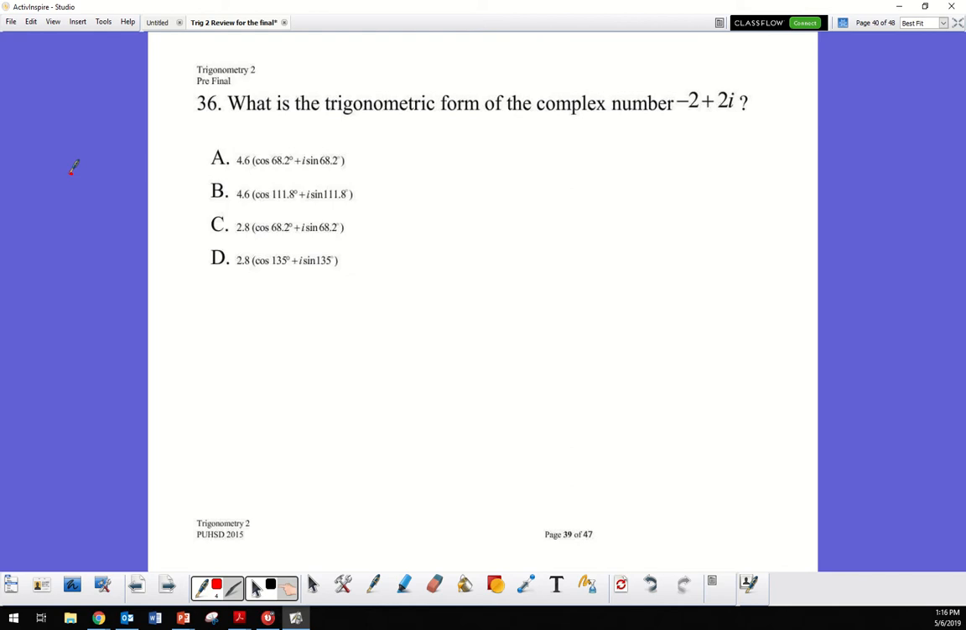Okay, on this one right here, what is the trigonometric form for this complex number? Now, what is trig form first? CIS. You guys remember that one? It should be r cis theta. Isn't that also cosine plus i sine? Okay. So now for this one right here, we're going to make sure that we have our worksheet out.